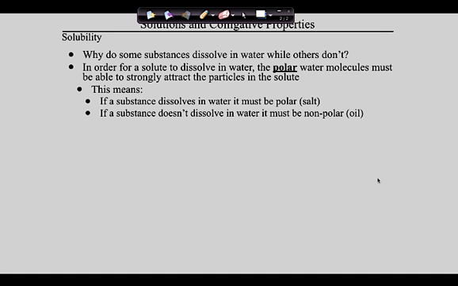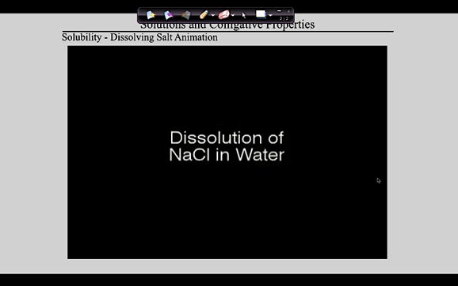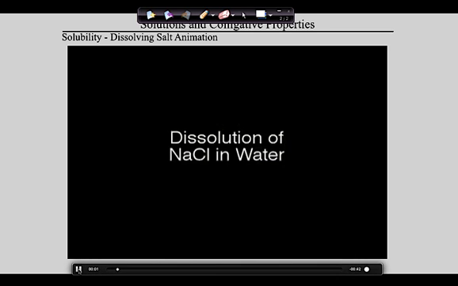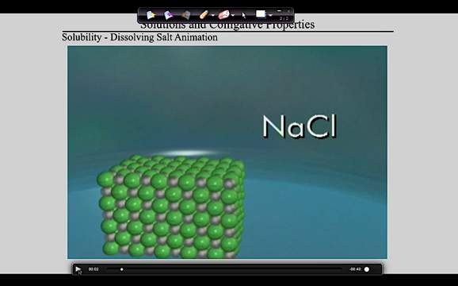So guys, this is kind of what this looks like. But guys, understand this is an animation and not a simulation. This is like a cartoon. But in cartoon form, this is what dissolving looks like. So we're going to throw some salt in water, and this is how it dissolves. So guys, there's our salt crystal, right? What's the blue stuff represent? Water.